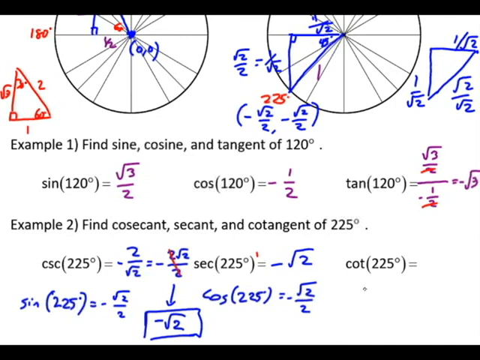Cotangent. Well, if tangent is y over x, then cotangent is going to be x over y. So, negative root 2 over 2, that's the x-coordinate, over negative root 2 over 2, that's the y-coordinate. Same thing over same thing, the cotangent is just 1, positive 1.